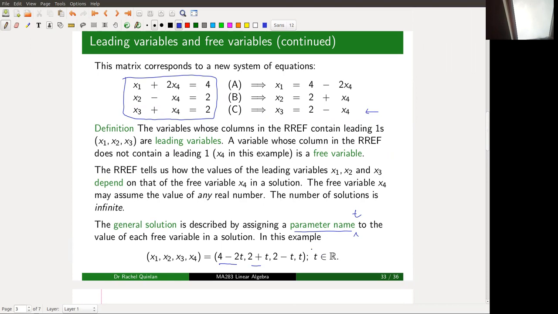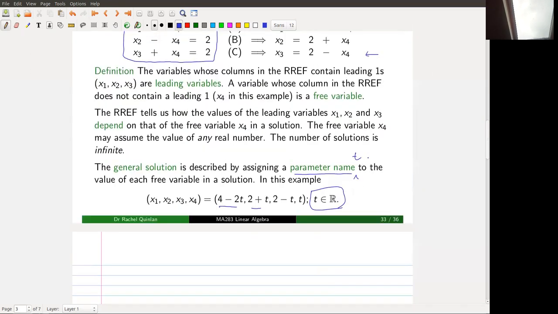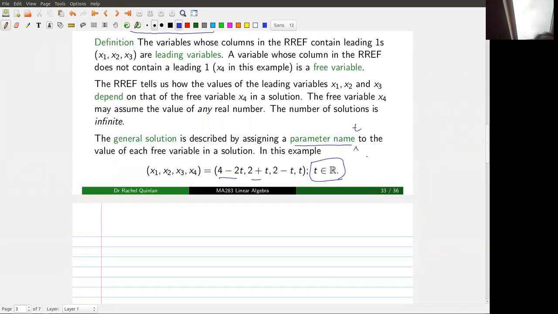So basically for any real number t, assigning x4 the value t, x1, x2, x3 the values 4 minus 2t, 2 plus t, and 2 minus t for that t gives us a particular solution of the system. And the set of all solutions is there's one solution basically for every real number, every choice that you can make for t. So for example, choosing a value for t gives a particular solution of the system.